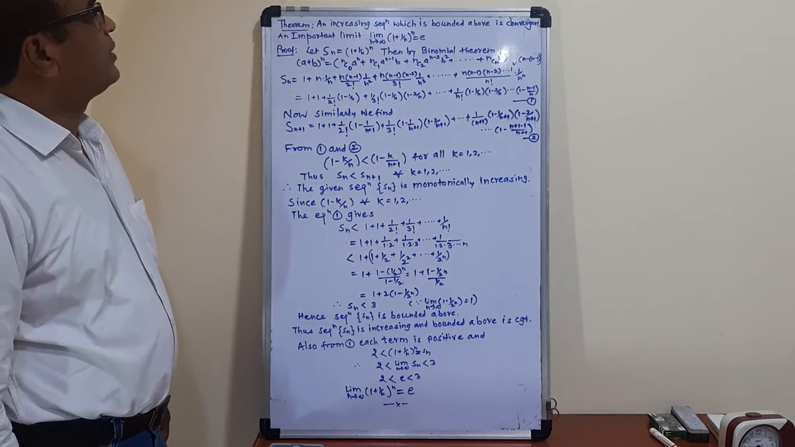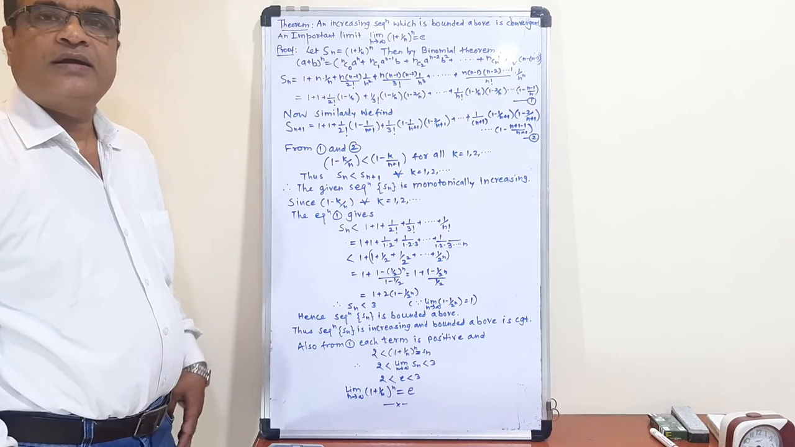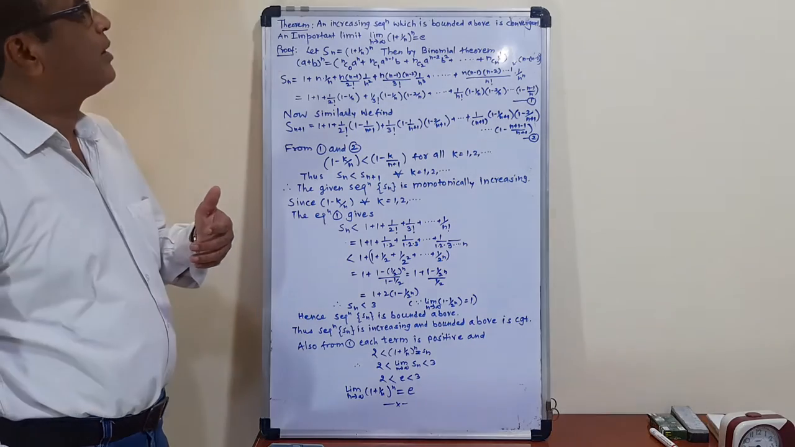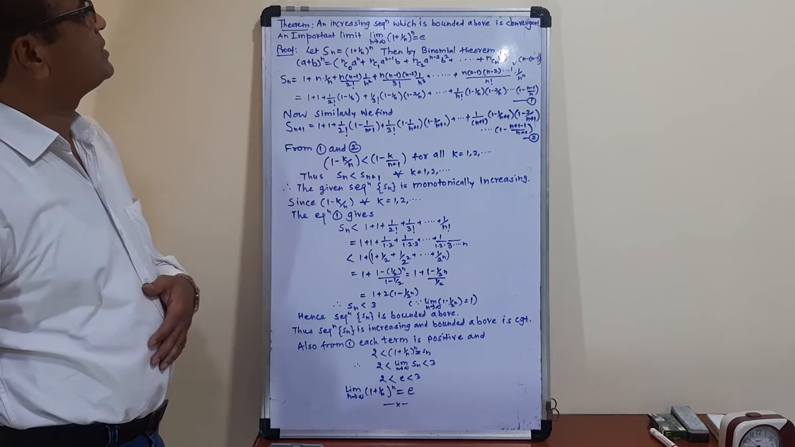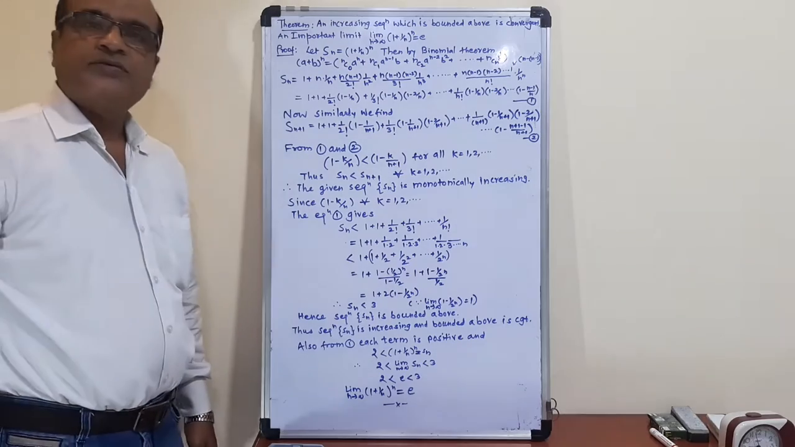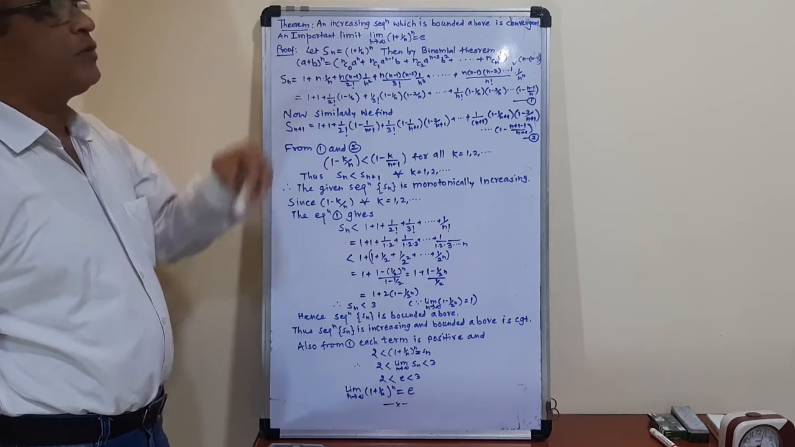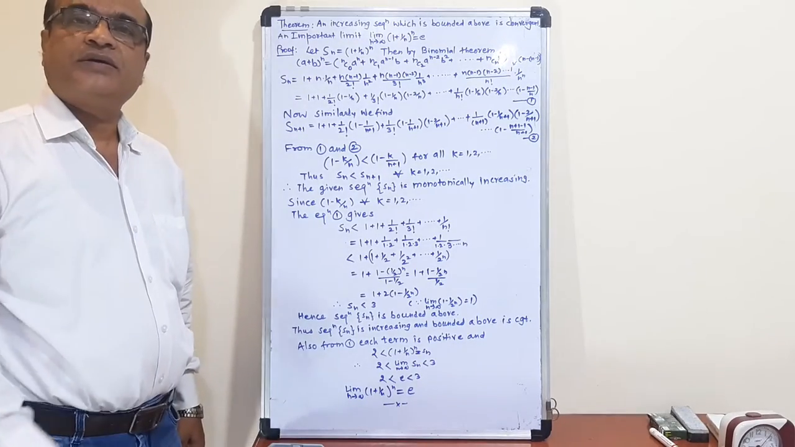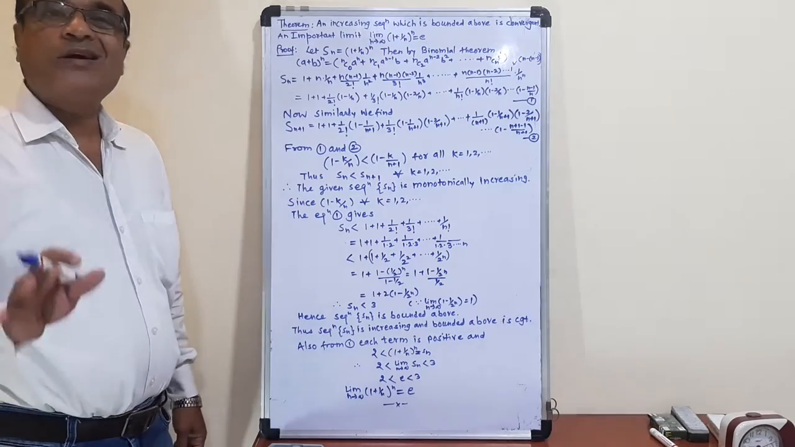So, in the last lecture, we studied what a bounded above sequence and a bounded below sequence are, and the convergence of the sequence. So there is a theorem. What is the theorem? An increasing sequence which is bounded above is convergent. Okay? An increasing sequence which is bounded above is convergent.